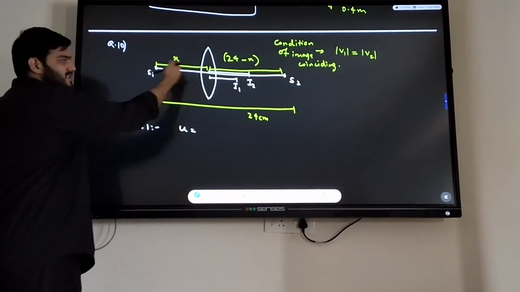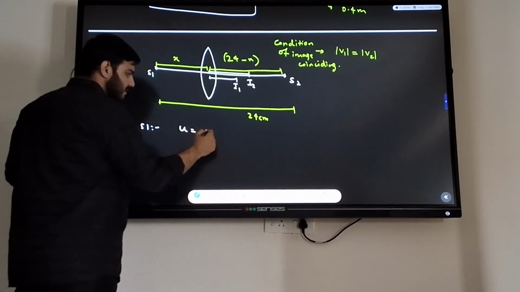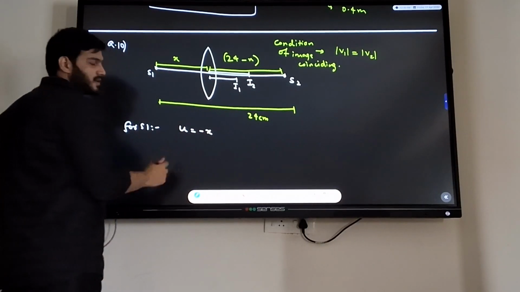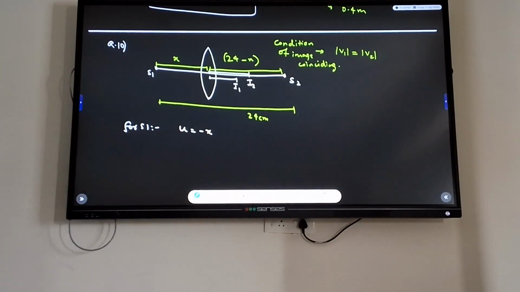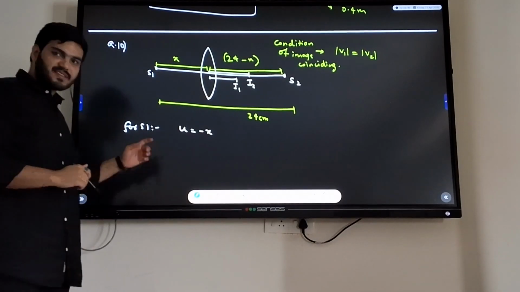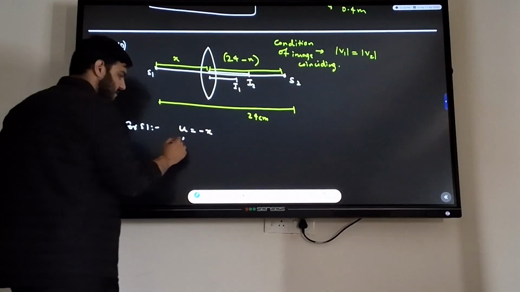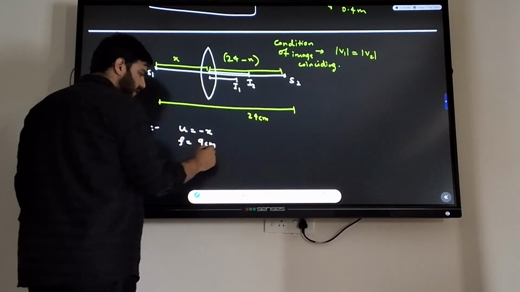U equal to minus X, na? Minus X. Acha, what is the focal length? What is it given? 9. Will it be plus 9 or minus? Plus, since it is a convex lens.